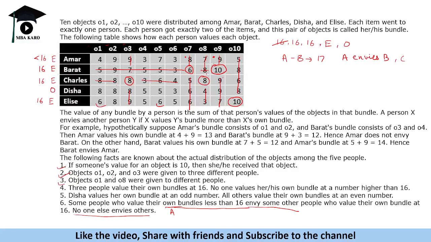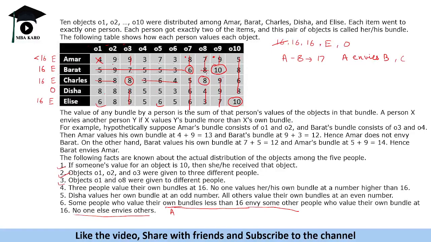Now, if we see this, Amar has to get an even number, and we see that there are four odd numbers and one even number. So, even plus odd will be odd. So, Amar cannot get 4 because if we give Amar 4, then we will get an odd total. That is not possible. So, Amar will get 2 out of these values. 9 and 7 are not possible because if we give 9 and 7, that will become 16.